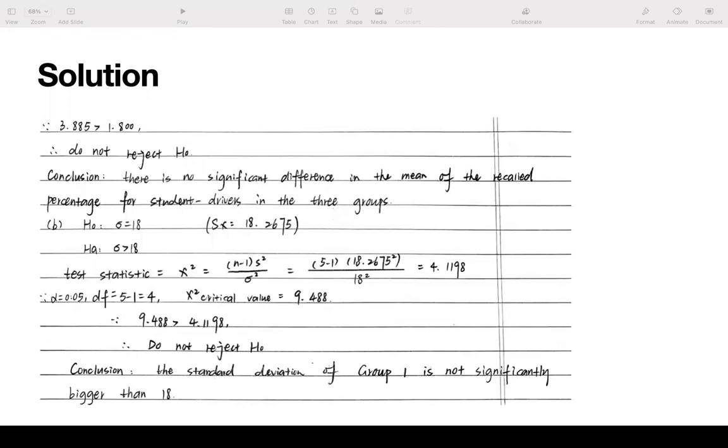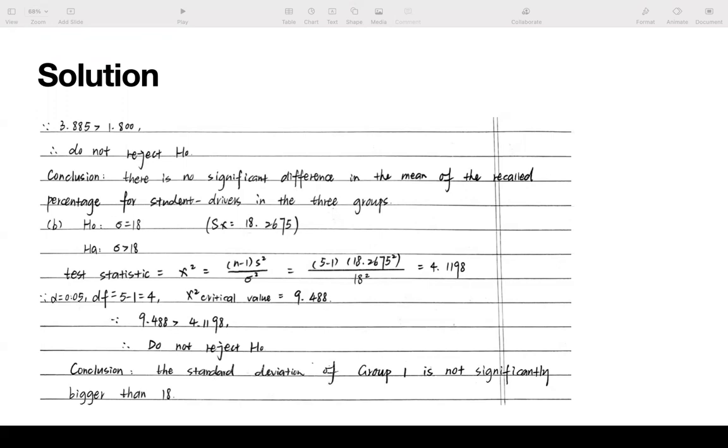Since the critical value of F is larger than 1.8, which is the test statistic, we do not reject the null, and we can conclude that there is no significant difference in the mean of the record percentage for student drivers in the three groups.